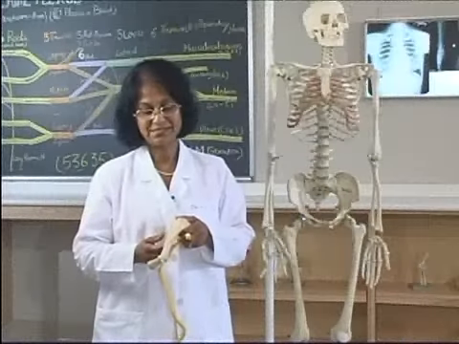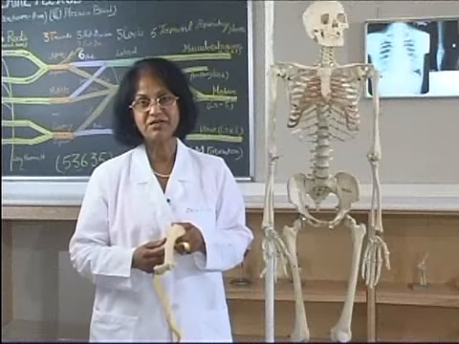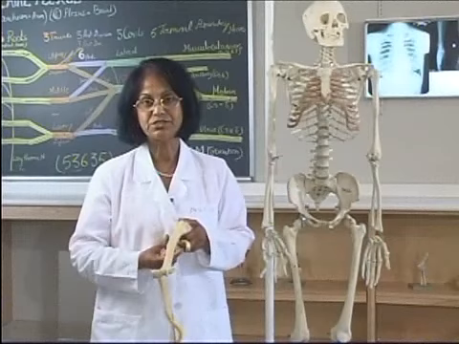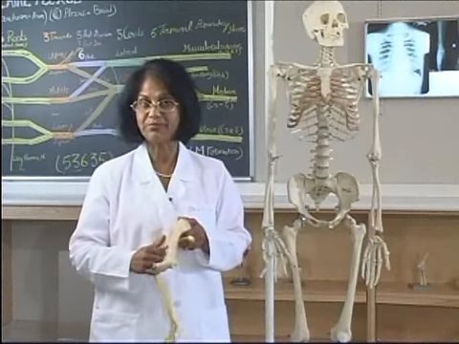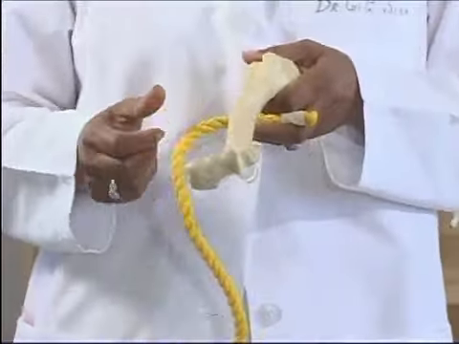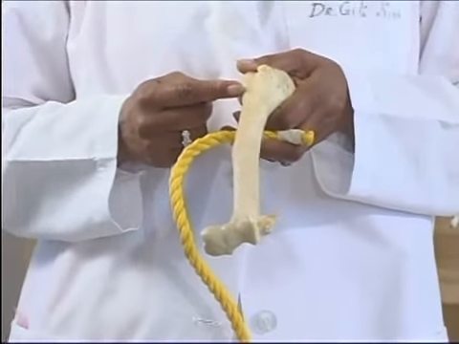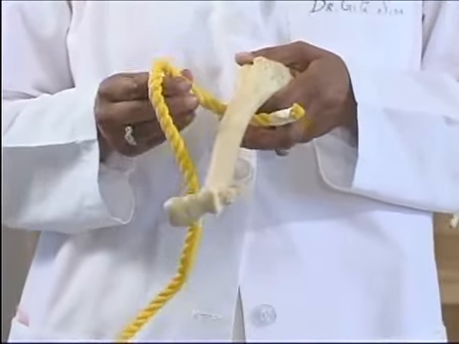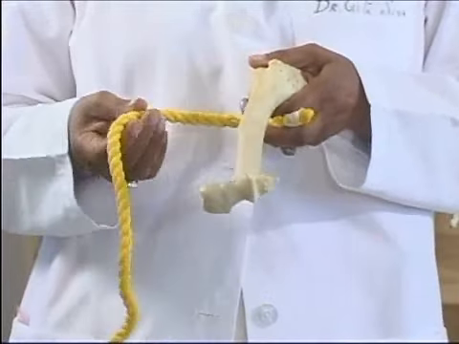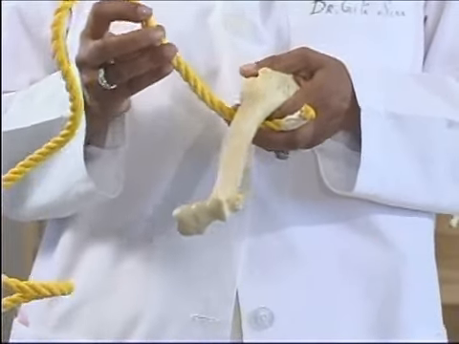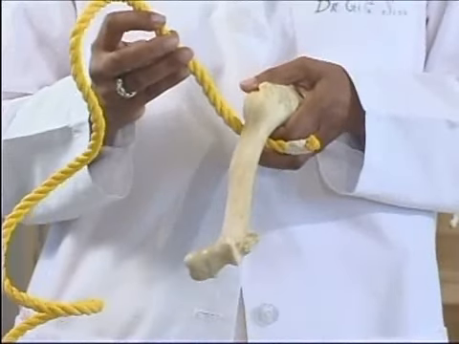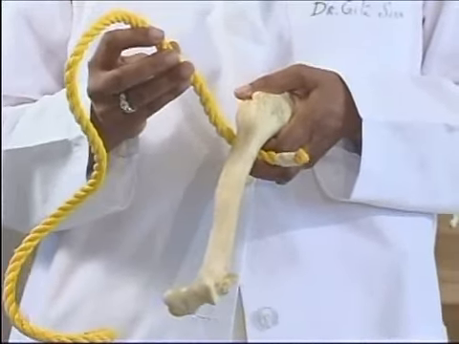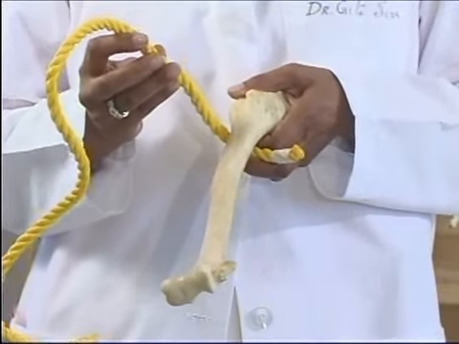Let me summarize some of the areas where the nerves come in contact with the humerus. Clinically, a fracture of that area can entrap the nerve. Around the upper end, the surgical neck, we see the relationship of the humerus with the axillary nerve. With a fracture of the surgical neck, the axillary nerve can be entrapped in this area.